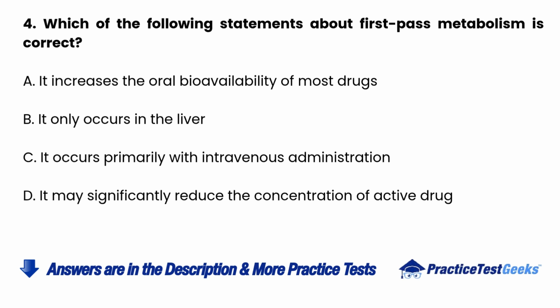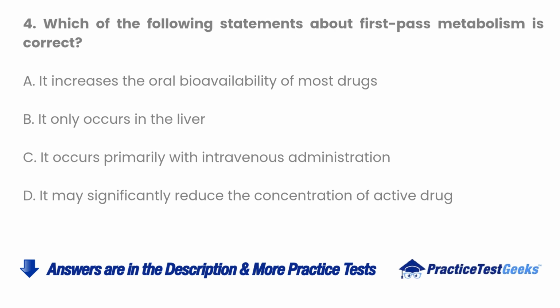4. Which of the following statements about first-pass metabolism is correct? A. It increases the oral bioavailability of most drugs. B. It only occurs in the liver. C. It occurs primarily with intravenous administration. D. It may significantly reduce the concentration of active drug.